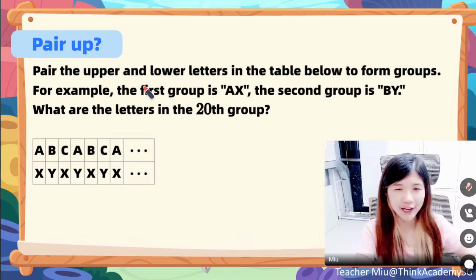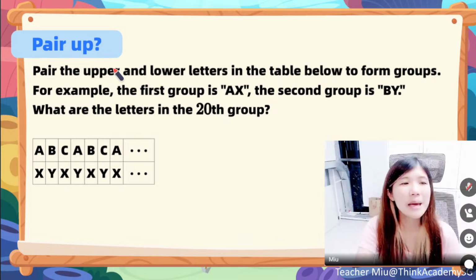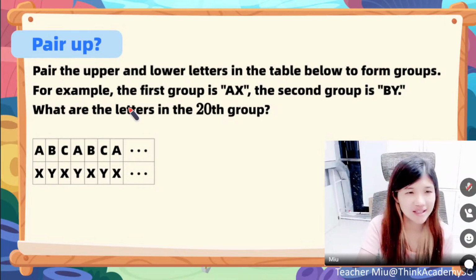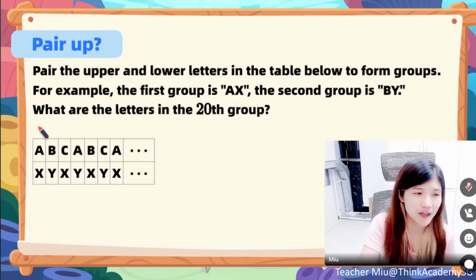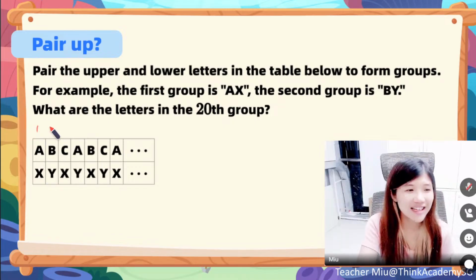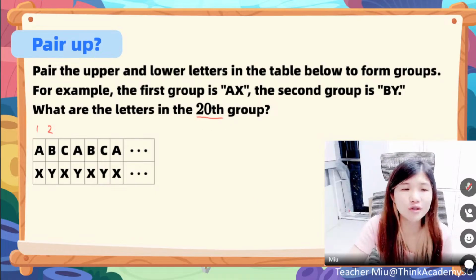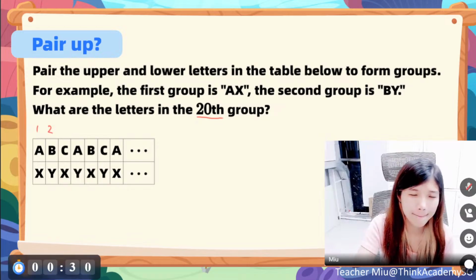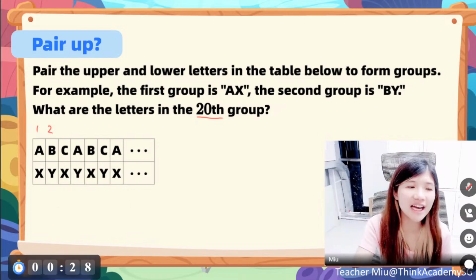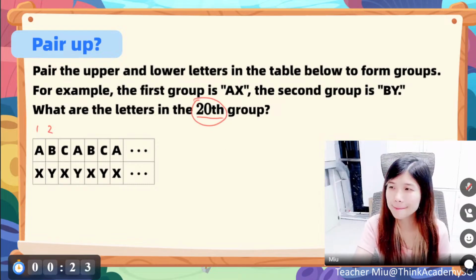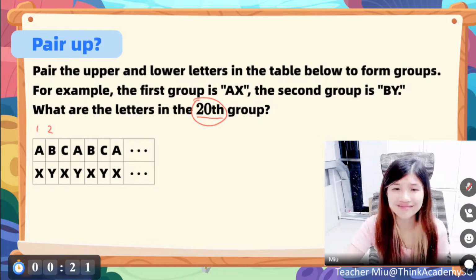Like this one, I'm going to pair it up. Pair the upper and lower letters in the table below to form groups. For example, the first group is AX. The second group is BY. So what are the letters in the 20th group? I will give you 30 seconds to try by yourself. Let's try 38 groups. This is also basic. Try.